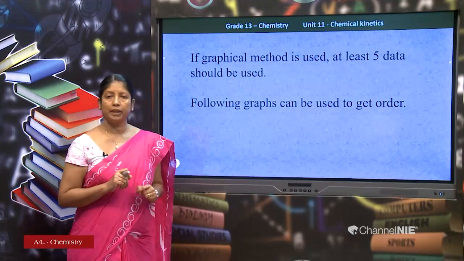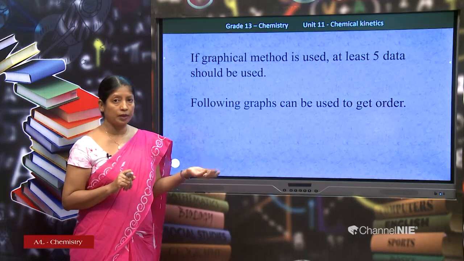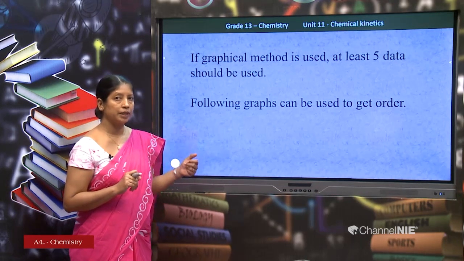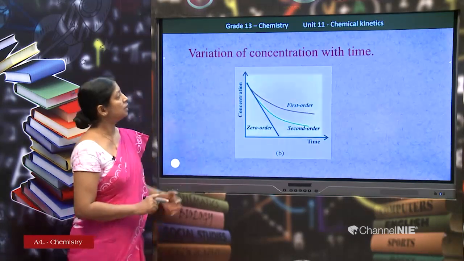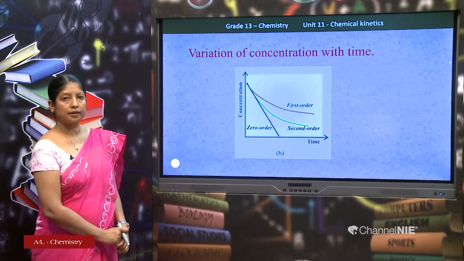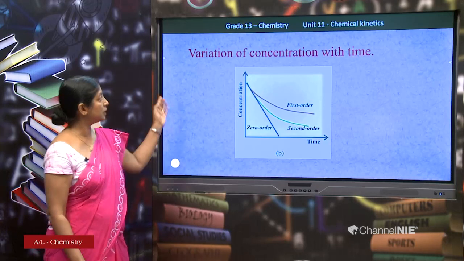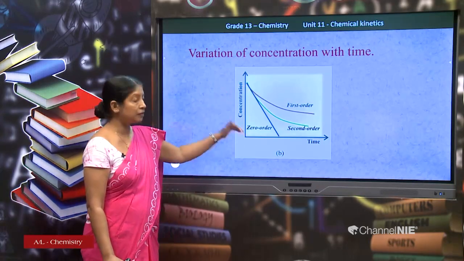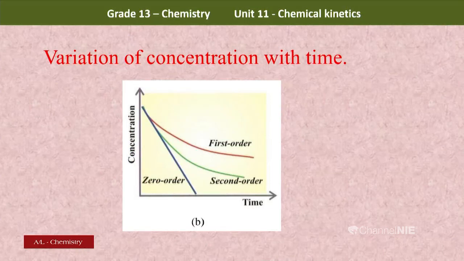Simply, the order can be calculated by a calculation method, as we discussed in the previous way, but we can also get the order by a graphical method. So, this is one type of graph that we can use to find out the order with respect to a certain reactant, whenever the variation of concentration is given with time. Actually, here the concentrations of reactants are considered.